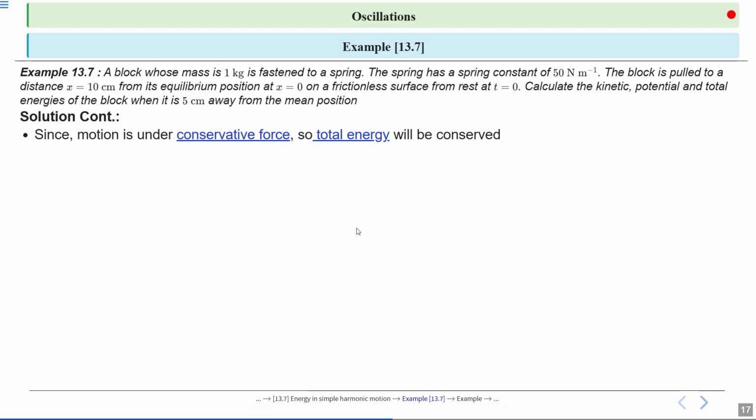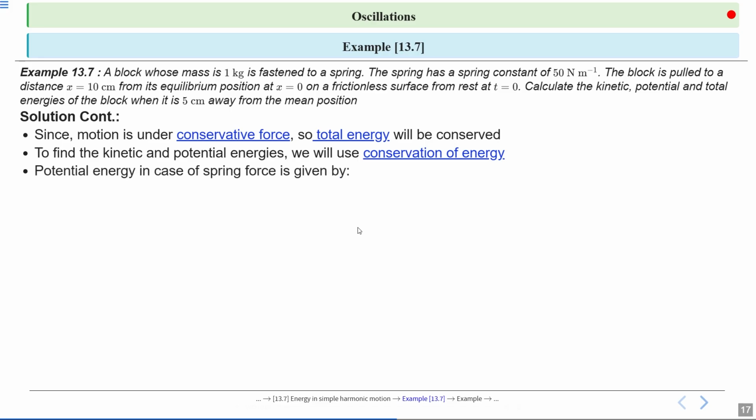Now, motion here is governed by a conservative force, which means that the total mechanical energy of the system will remain constant. This is a key idea in oscillations. As long as there is no friction or energy loss, the sum of kinetic and potential energy stays the same. So to find the kinetic and potential energy at any point, we can use the principle of conservation of energy. This means that the total energy at the starting point will be equal to the total energy at any other position during the motion.